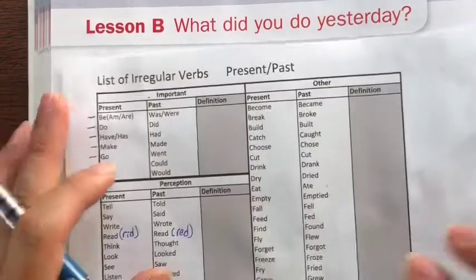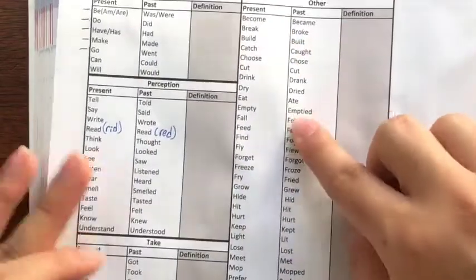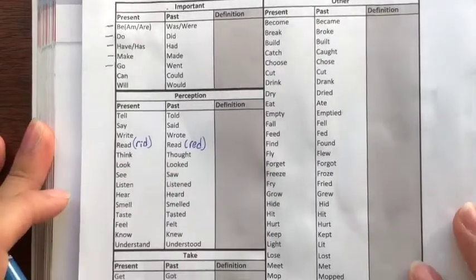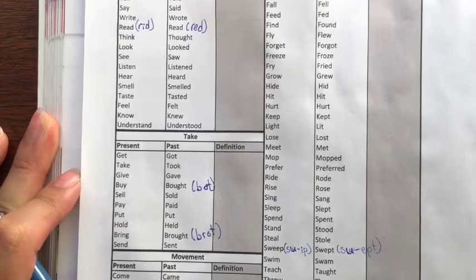And all of the irregular verbs are on this paper. There's maybe 70. There's a lot. But you need to know them because there's no rule. And we use these words every day.